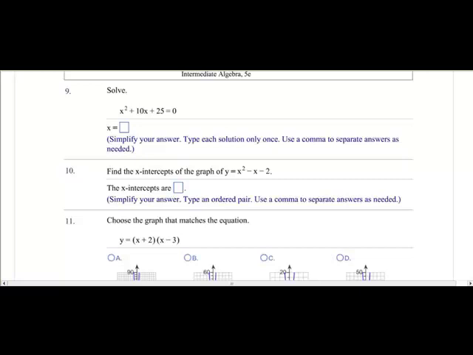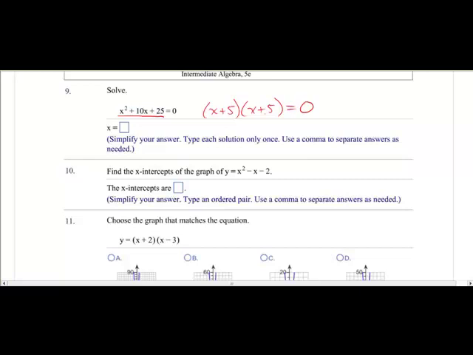Again, we have something that factors. X squared plus 10x plus 25 equals 0. Well, this on the left side is just x plus 5 squared, or x plus 5 times x plus 5. This one was a common one that people got wrong. Well, let's just solve it and then I'll show you why.